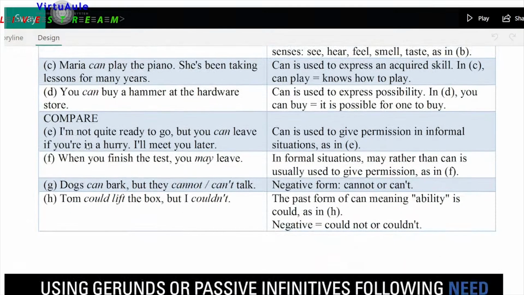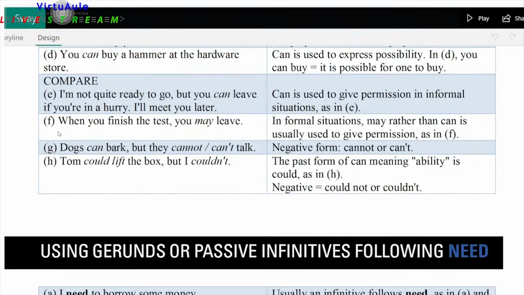Let's compare that. I'm not quite ready to go, but you can leave if you're in a hurry. I'll meet you later. Can is used to give permission in informal situations. You can leave. F, when you finish the test, you may leave. In formal situations, may rather than can is usually used to give permission and also to deny permission. You may not leave. Formal situations.